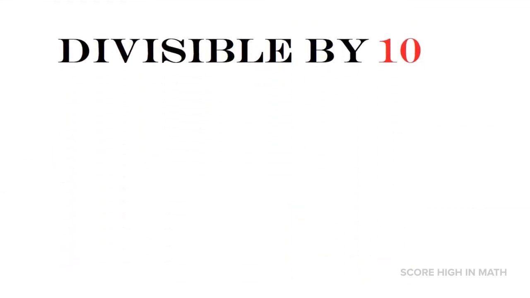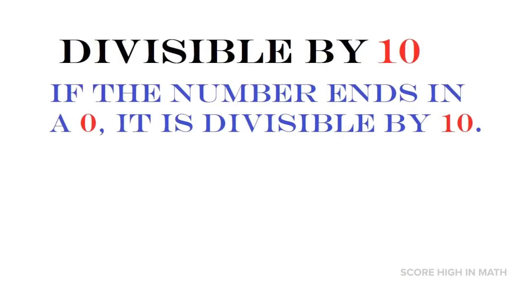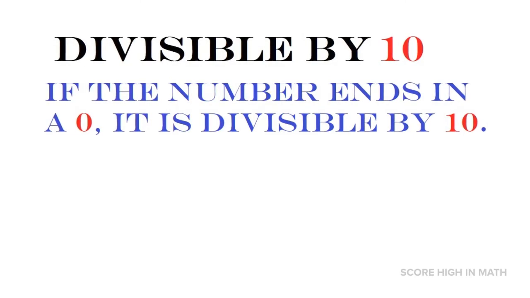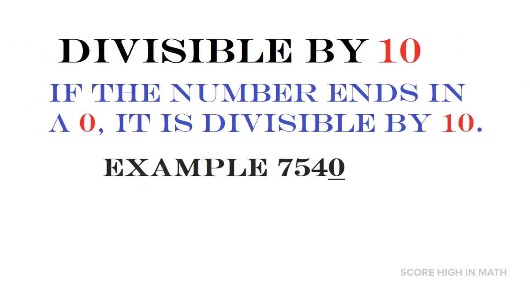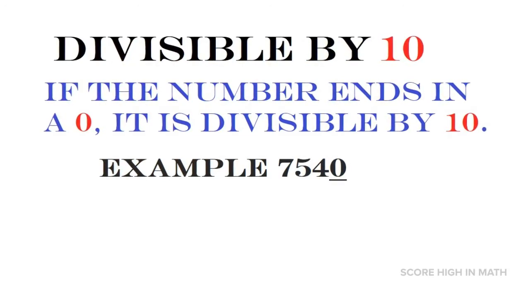We can make progress now to numbers divisible by 10. Any number that ends in 0 is divisible by 10. It is very easy. For example, 7,540 ends in 0. Therefore, it is divisible by 10.